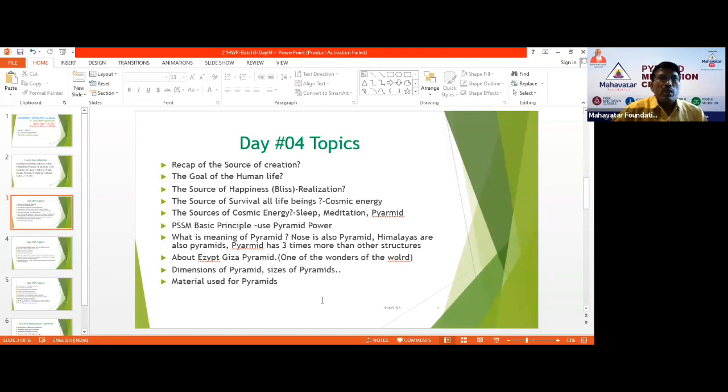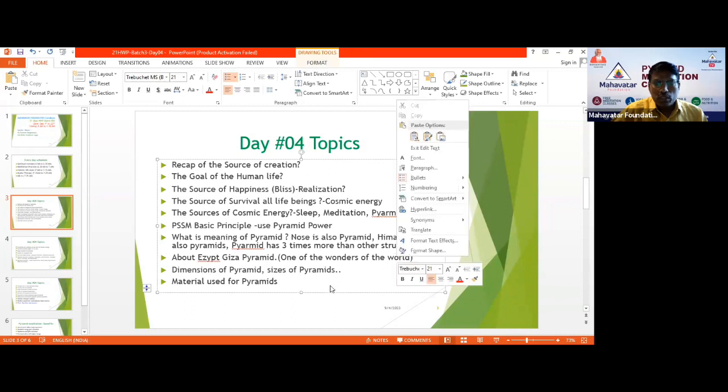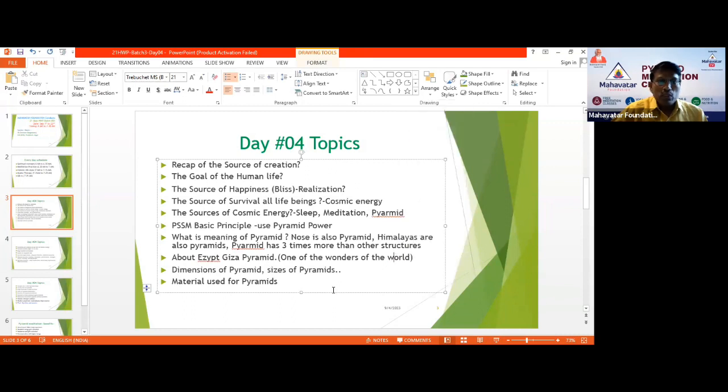See, the Giza pyramid is one of the wonders of the world. Try to understand. So why is it so? Friends, if you understand a little bit briefly about the Giza pyramid, it was constructed nearly 10,000 years back, and it is still standing on the earth planet, my dear friend.